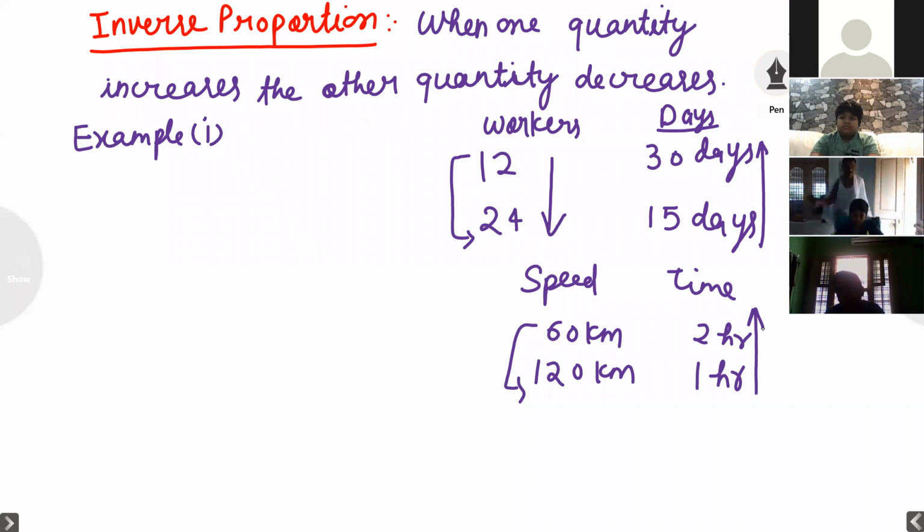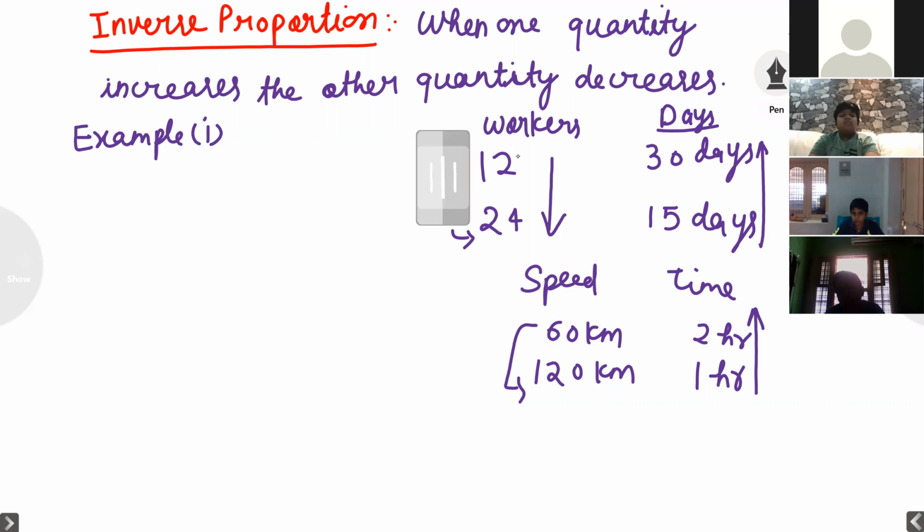I think it is very clear what happens in the case of inverse variation, inverse proportion. If one quantity is increasing, the other will decrease by the same rate. Here the speed is increasing and the time is decreasing. The workers are increasing, but the days are decreasing. This is called inverse proportion. I hope it is very clear to you how to identify direct proportion or inverse proportion.